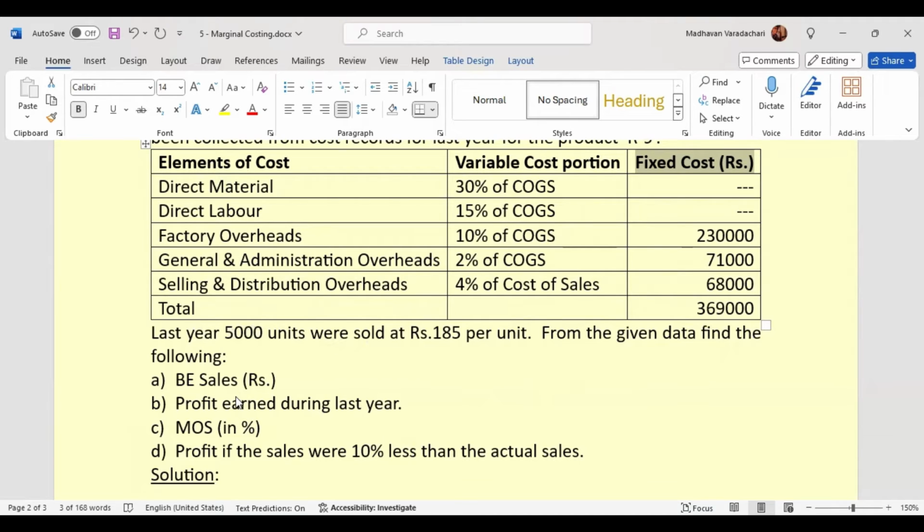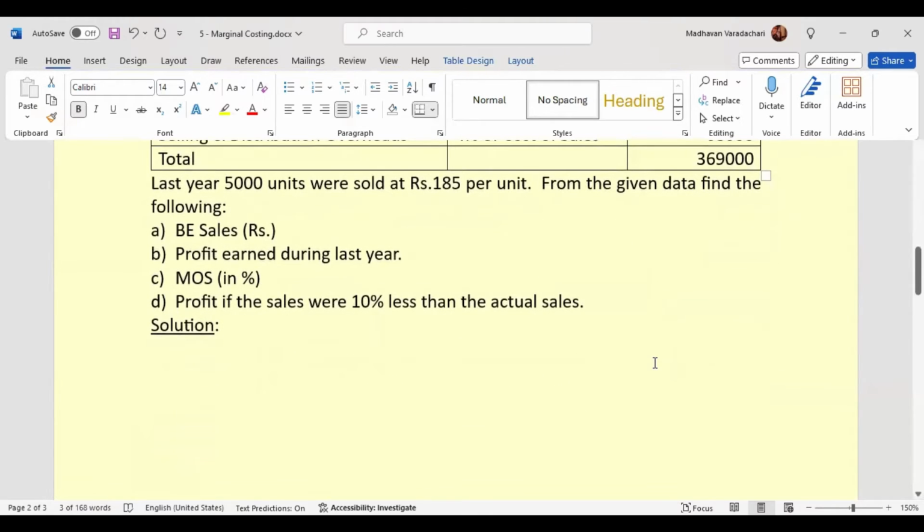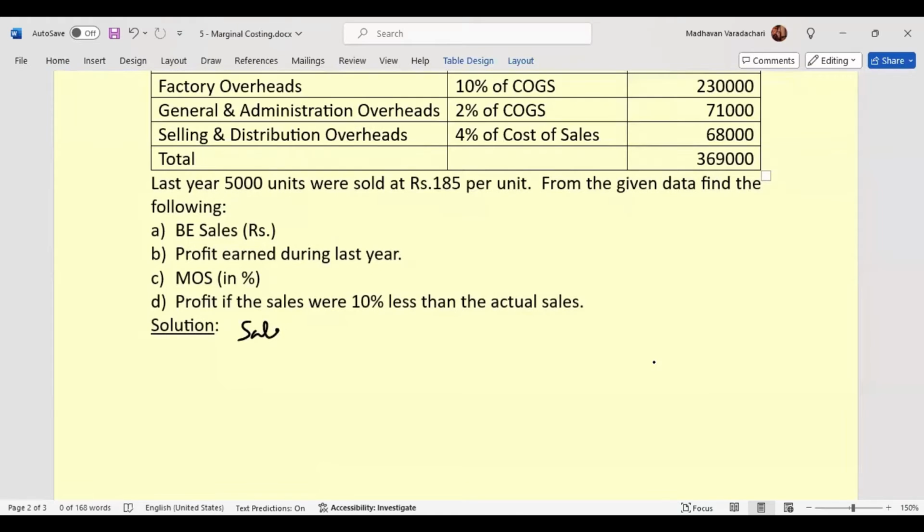We need to find break-even sales in rupees, profit earned during last year, margin of safety in terms of percentage, and profit if the sales were 10% less than the actual sales. These are the things we need to find. First of all, 5,000 units were sold at rupees 185 per unit is given. So sales in value will be 5,000 multiplied by 185, which will give us rupees 925,000.